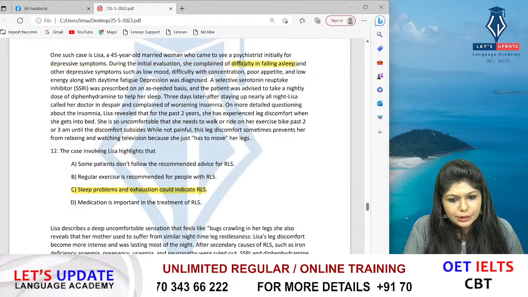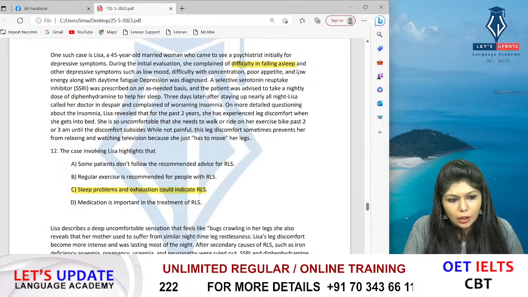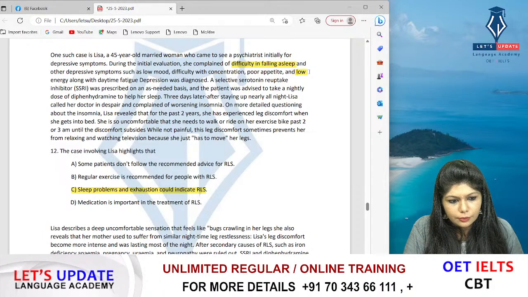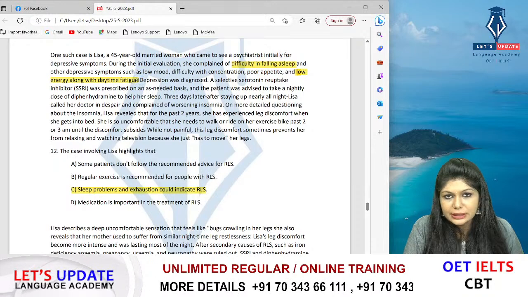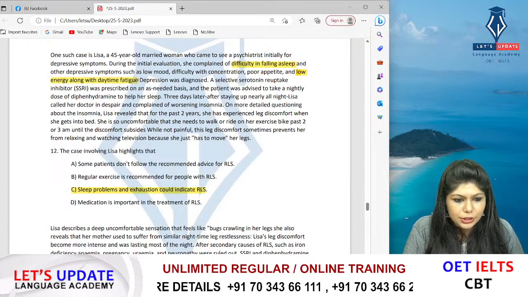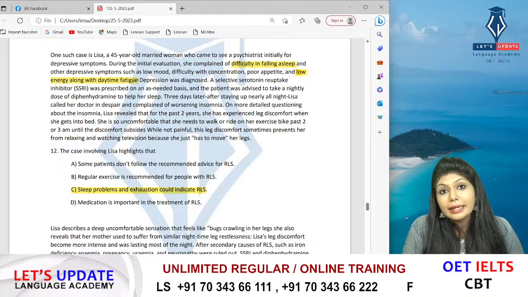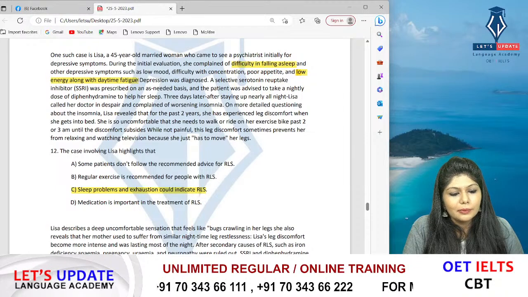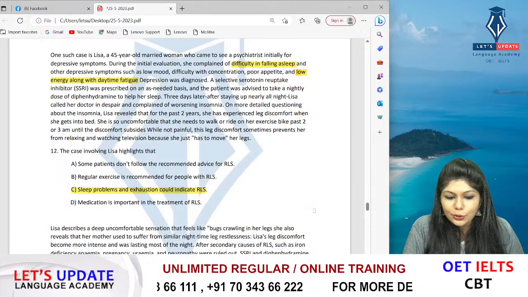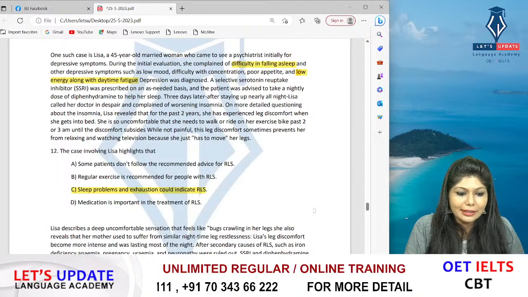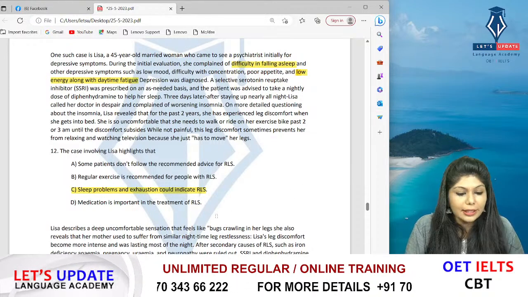Okay, so that is mentioned, and also exhaustion, in the sense, yeah, low energy along with daytime fatigue is tiredness, that is the same as exhaustion. Okay, so yes, that is mentioned here and highlighted here as the case involving Lisa. So, that is the correct answer. Even though the paragraph is a little lengthy, I think you can easily locate the answer. It is easy. So, I hope this is clear to you.